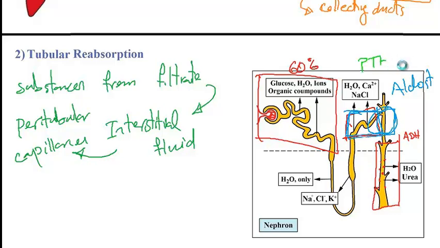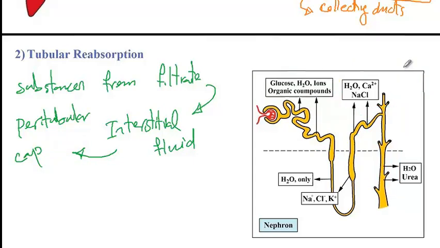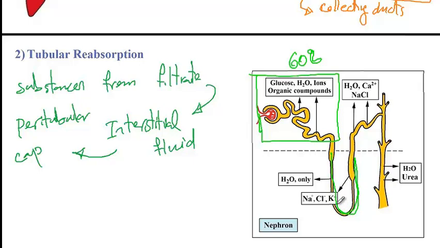Okay, so let's one more time quickly summarize all the findings I just described for you. So we have the filtrate that is getting reabsorbed. 60% of the filtrate is getting reabsorbed from proximal convoluted tubules, and these reabsorbed compounds include glucose, water, ions, as well as organic compounds. The loop of Henle has a descending limb, a hairpin, and an ascending limb. The descending limb is reabsorbing only water, while the ascending limb is reabsorbing sodium, chloride, and potassium.